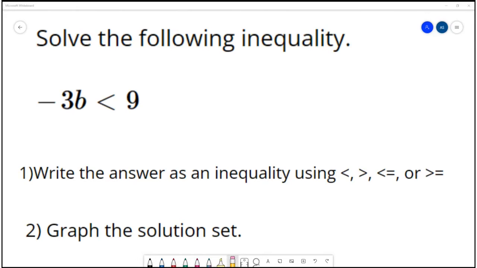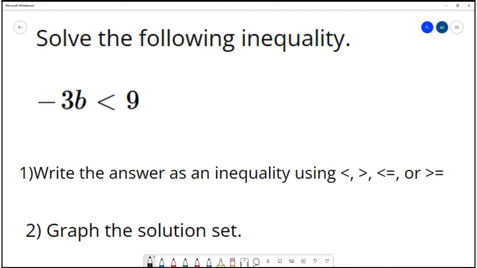We're going to work on questions 1 through 5 of our Test 2 practice test. The first question is solve the following inequality. Negative 3b is less than 9. We're going to write the answer as an inequality using less than, greater than, less than or equal to, or greater than or equal to, and graph the solution set.